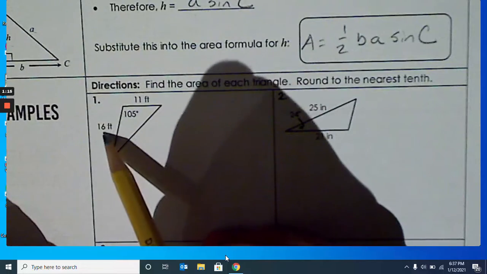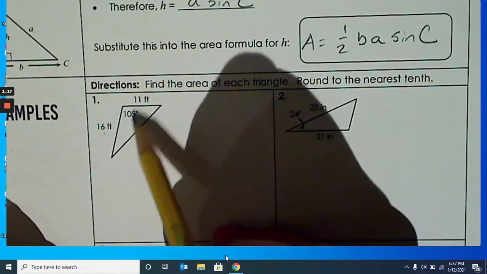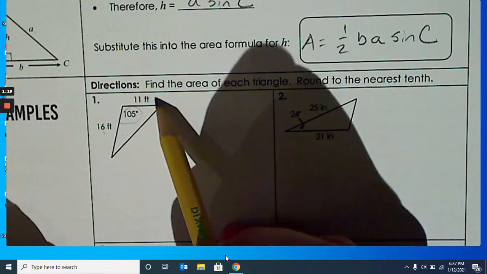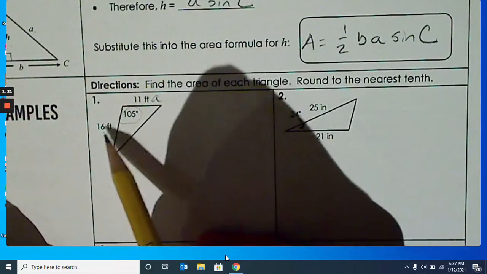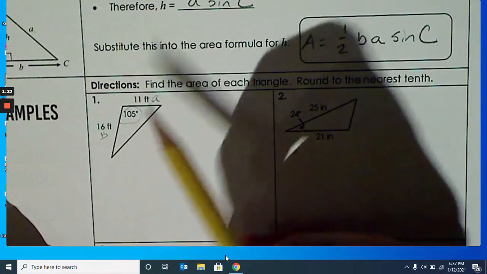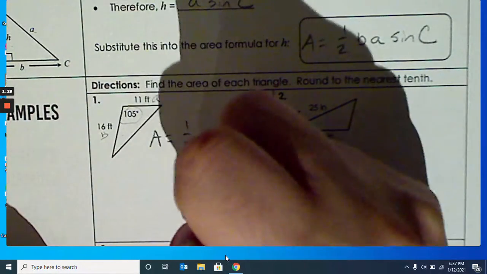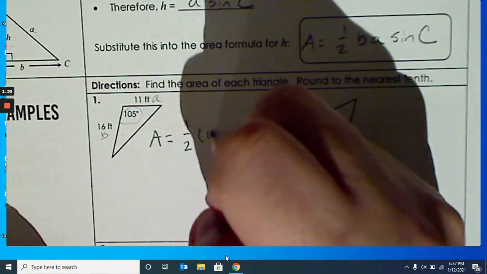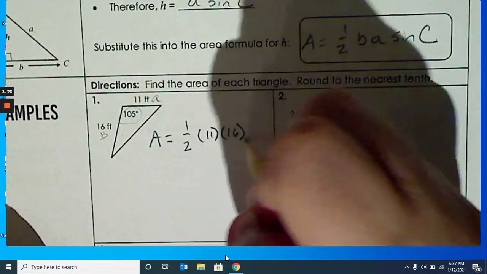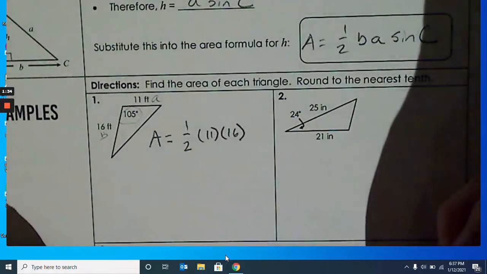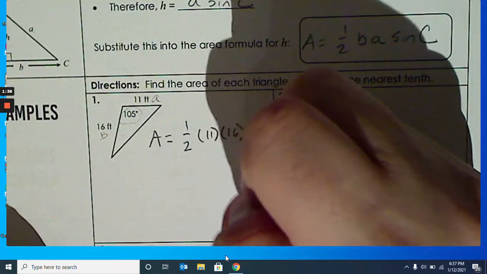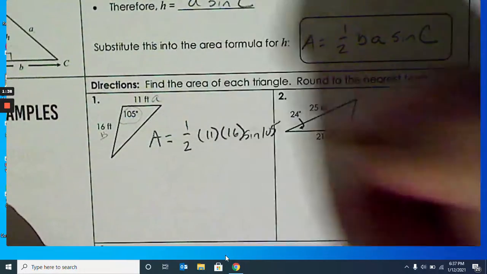So in this case, we have a side, an angle, and a side. This is the included angle here. We could call this one A, we could call this one B. It doesn't really matter for the most part. But we get that A is equal to 1/2 times 11 times 16 times the sine of 105, kind of like that.